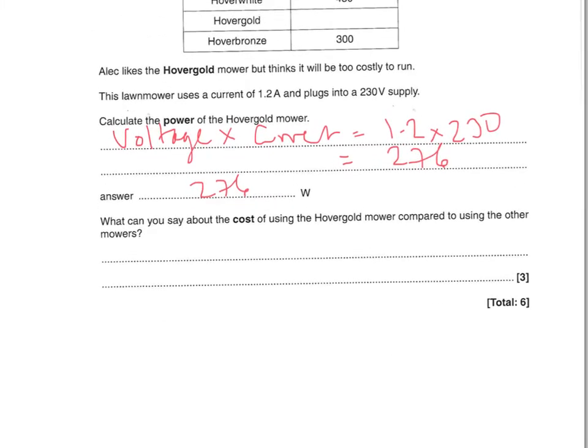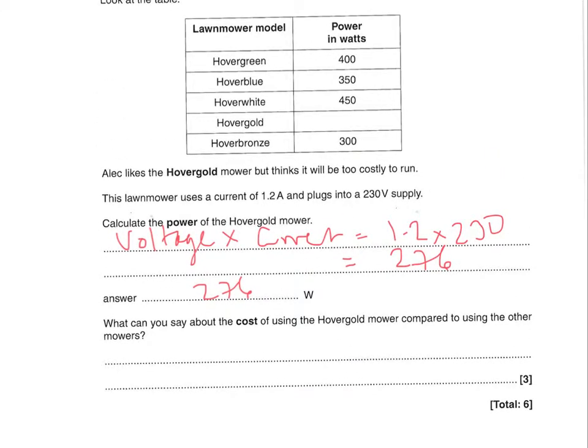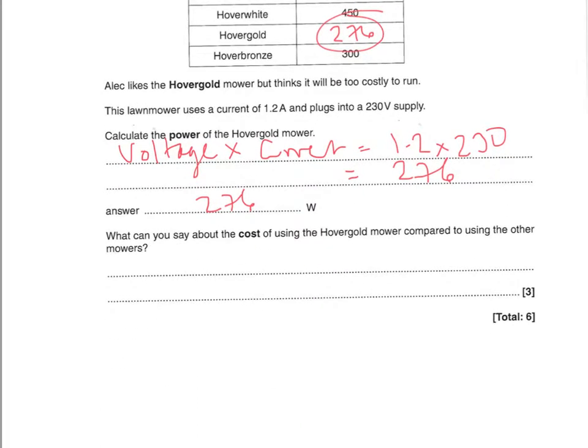What can you say about the cost of using the Hovergold mower compared to using the other mowers? So it's going to be the cheapest to run because that's the lowest power. Okay, so to get those 3 marks, that is 2 marks there, and then to get the last mark, you just have to say it's cheapest to run, and that's because it's got the lowest power rating.